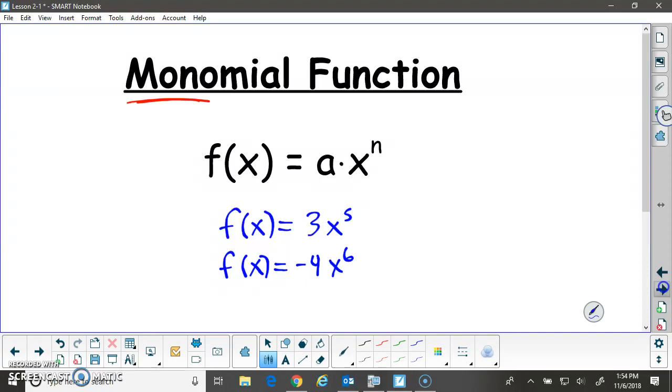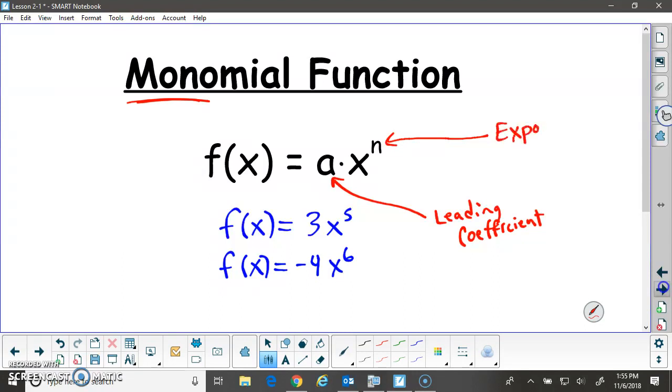There's going to be a number where the a is, and the a is what we call the leading coefficient. And there's going to be a number where the n is. The n is what we call the exponent. You're going to look at those two things to determine what the graph is going to look like for this monomial function.